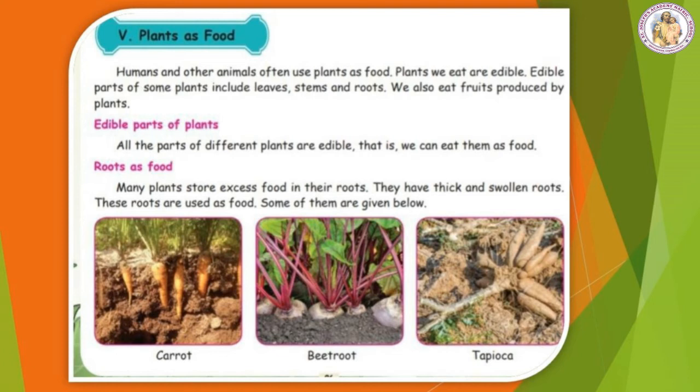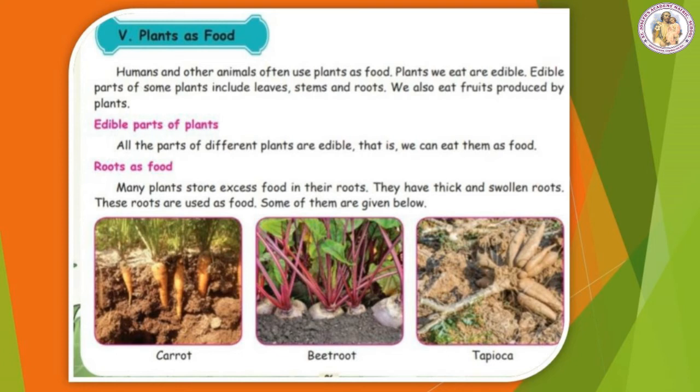Plants as food. Humans and other animals often use plants as food. Plants we eat are edible. Edible parts of some plants include leaves, stems and roots. We also eat fruits produced by plants. Edible parts of plants. All the parts of different plants are edible. That is, we can eat them as food.